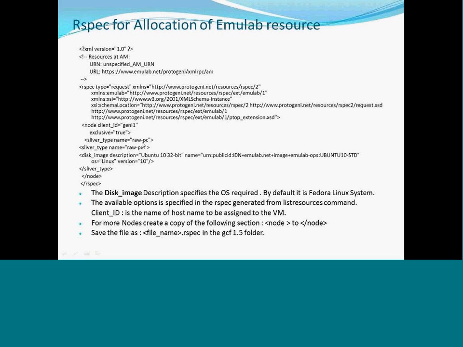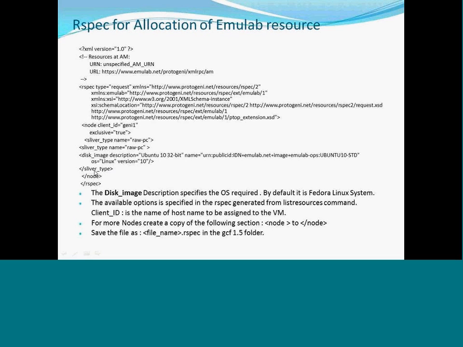This can be taken from the aspect generated during the list resources. If you switch, you need to give the appropriate sliver type. If you want a raw PC, you have to mention raw hyphen PC. And just as an example, for this experiment, we would be requesting Ubuntu. So that is where we specify the disk image, over here under sliver type.